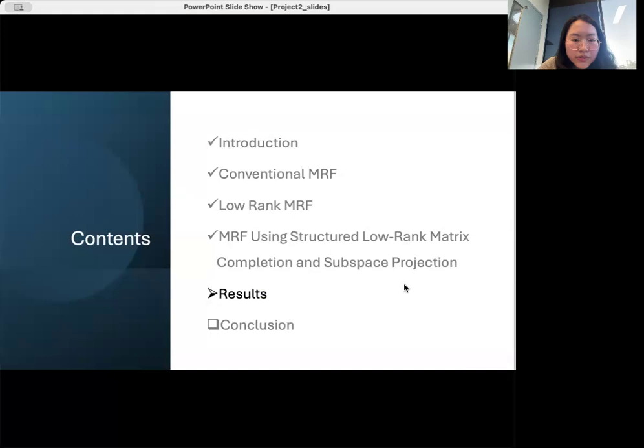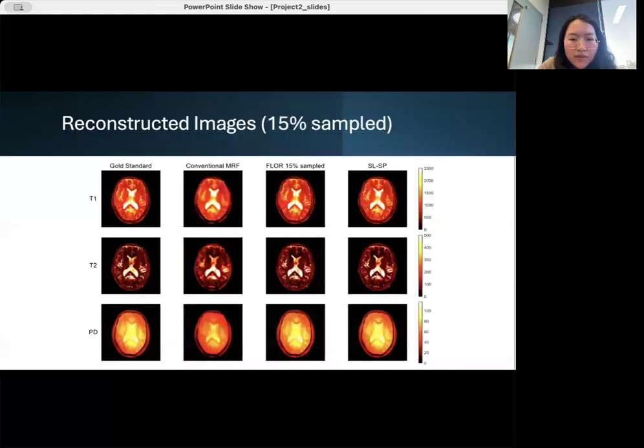And then let's turn to our results. After simulating these methods, the reconstructed images are obtained as follows. The reconstructed images using the conventional MRF method show some blurring around the edges. And the reconstruction results for FLOR and SLSP methods are comparatively better. Though their outcomes are visually indistinguishable, these results are based on a 15% sampling ratio.